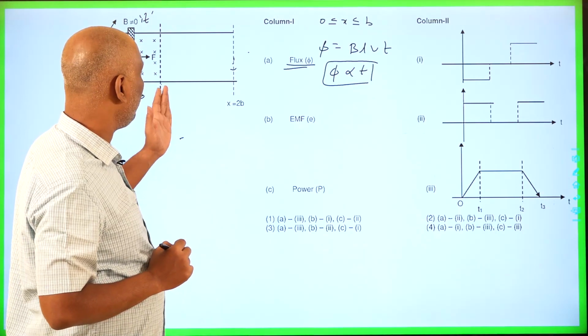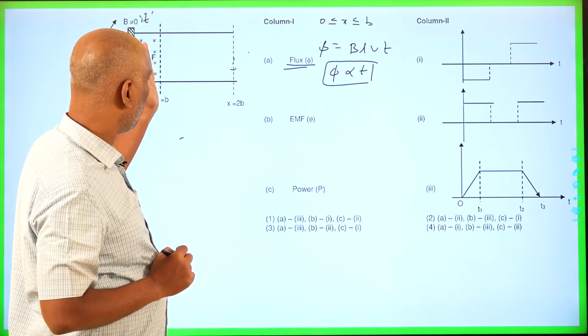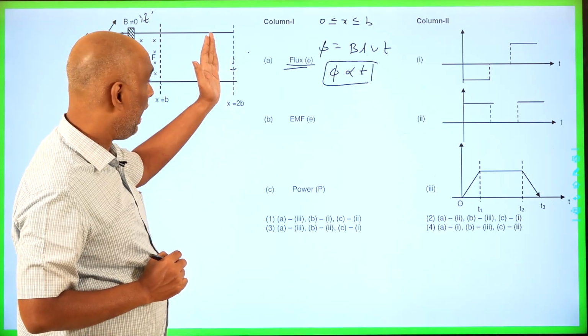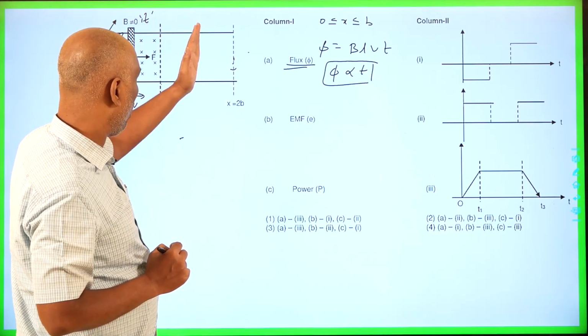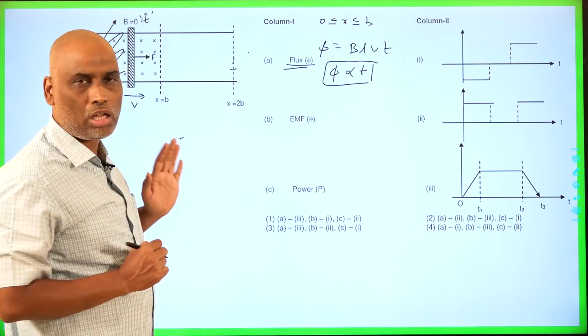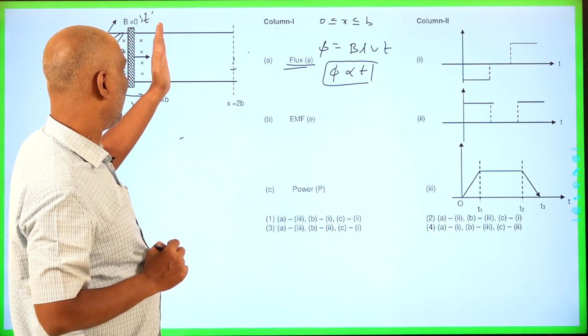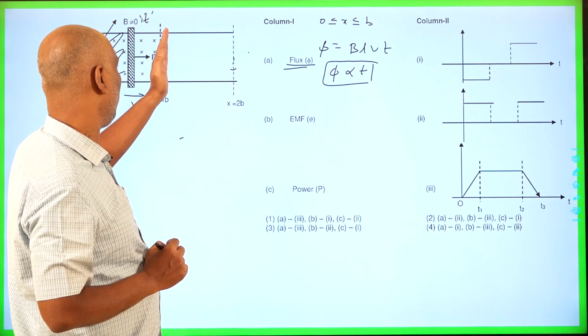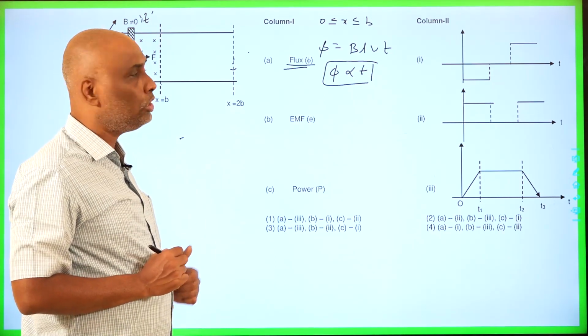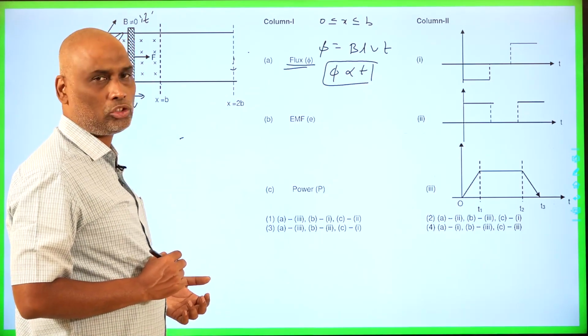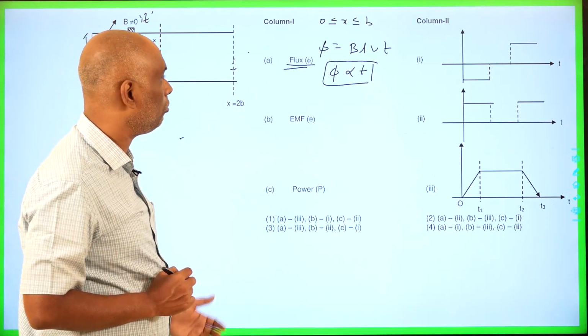Next, if I consider the rod moving from B to 2B and again from 2B to B, the flux enclosed by the rod and the other end will remain constant. Once the rod enters this magnetic field in the opposite direction, the flux will start decreasing linearly. So the best graph which can suit this value of flux will be option 3.